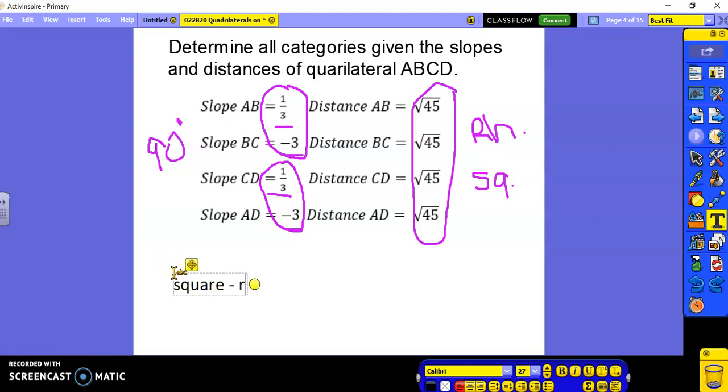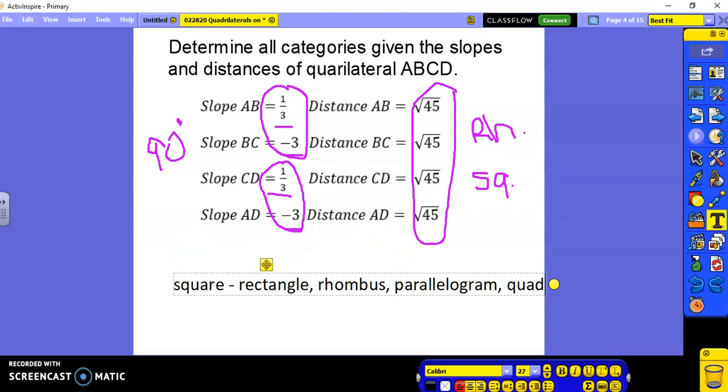However, when it says all, it's also going to be a rectangle, a rhombus, a parallelogram, and a quadrilateral. So if it asks for just one classification, it's a square. When it says determine all, it is a square, and it is everything above it that you can follow along those family tree lines.